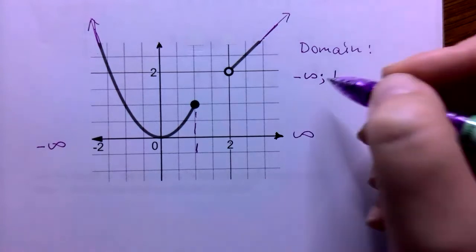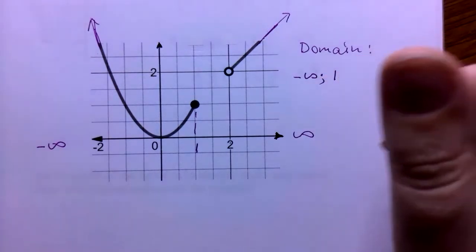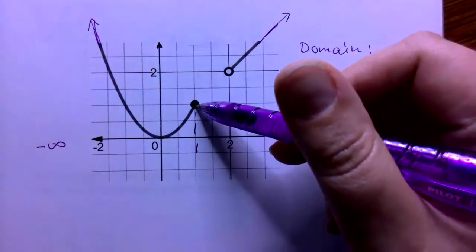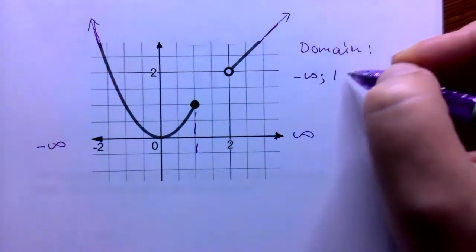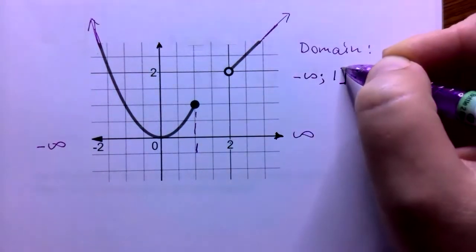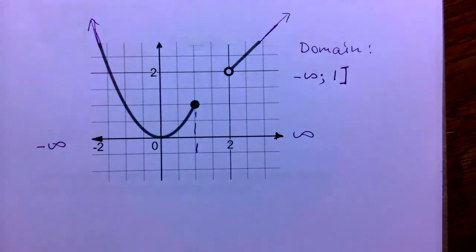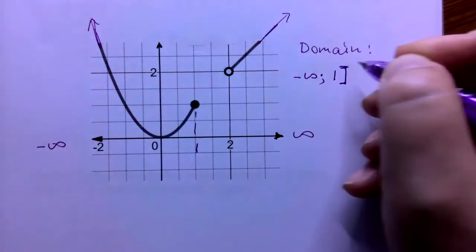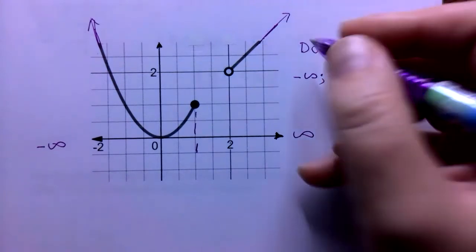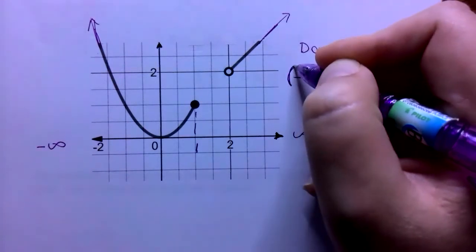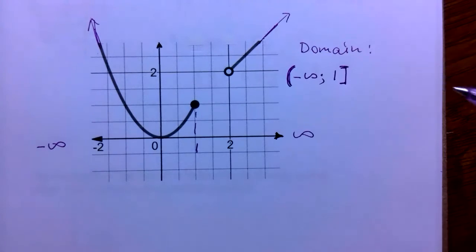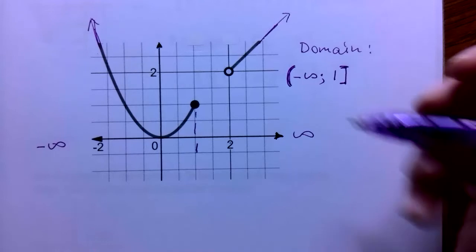Let's talk about parentheses versus brackets. So 1 is clearly included, right? So we put a bracket by it. But for negative infinity, here's the thing. We never include infinity because we don't know what it is. So if you have infinity in your interval, you're always going to put a parenthesis by it. Okay.